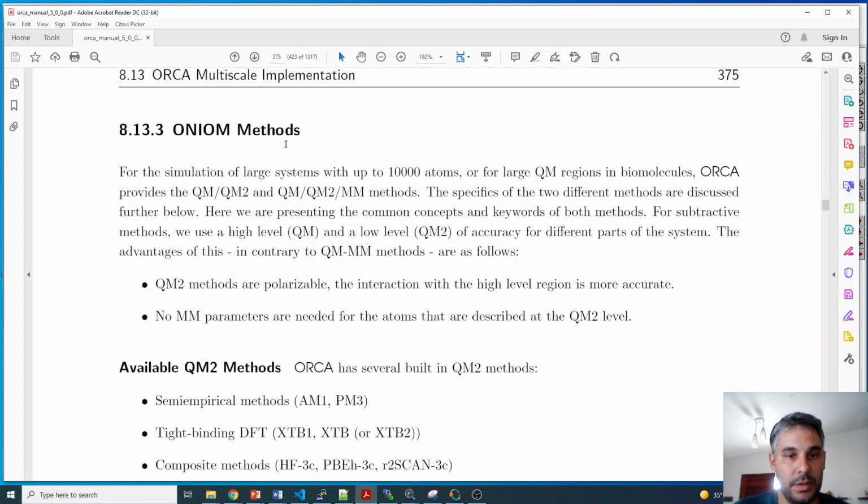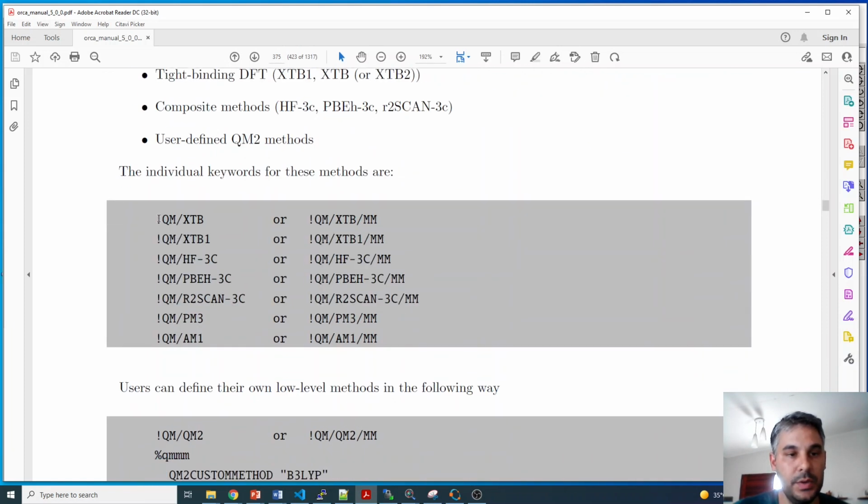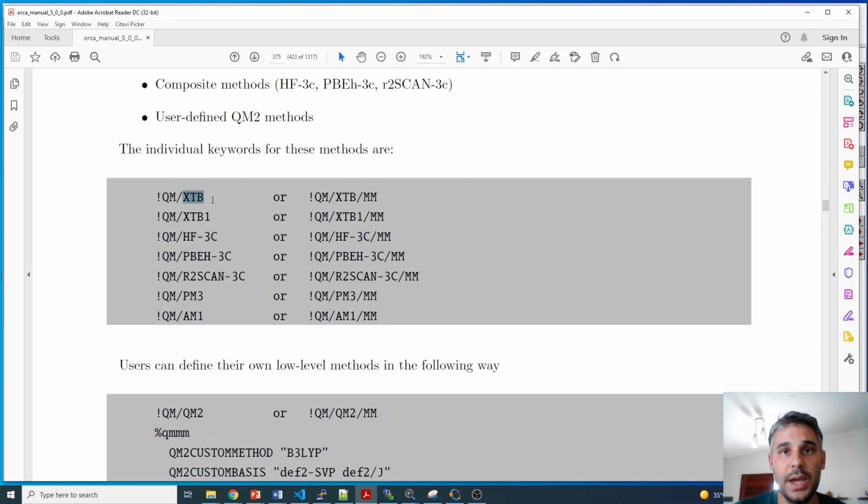So there are different onion methods. These are, for example, keywords that are already set up for specific calculations. Usually the second keyword is for a fast method. So XTB is actually XTB2, the newer version of the XTB method by Grimme. Then we have the old version XTB1, and we have other fast methods like Hartree-Fock 3c corrections, PBEh-3c, r2SCAN-3c, and PM3, AM1, etc. XTB is more accurate than PM3 or AM1, and it is much faster than HF-3c, PBEh-3c, etc.